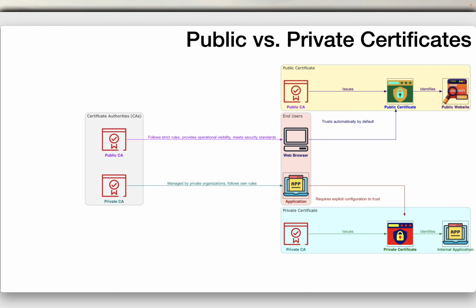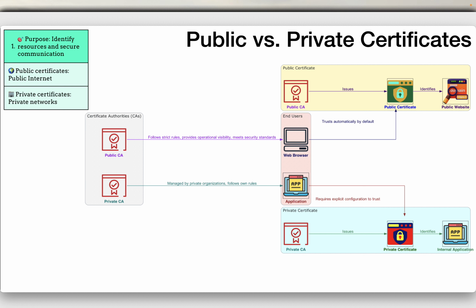Next we'll see public versus private certificates. I'm not covering public certificates in detail because they are used every time you go to https://google.com, you are using a public certificate. So let's see the key differences between public versus private certificates. First one is purpose, to identify resources and secure communication. Public certificates help identify resources on the public internet and secure communication between these resources. And private certificates serve the same purpose as public certificates but for private networks instead of the public internet.